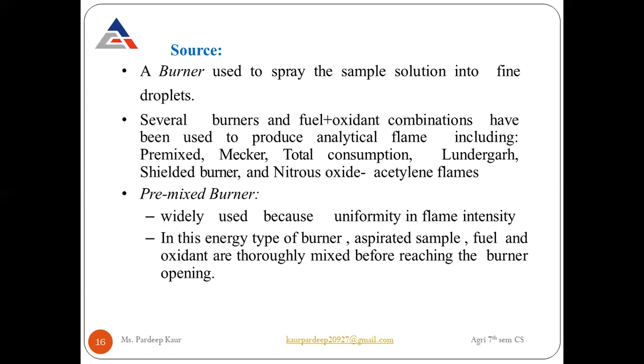First is the pre-mixed burner. What is the function of the pre-mixed burner? It is widely used because of its uniformity in flame intensity. The pre-mixed burner produces a uniform flame intensity of light. In this type of burner, aspirated sample, fuel, and oxidant are thoroughly mixed before reaching the burner opening.